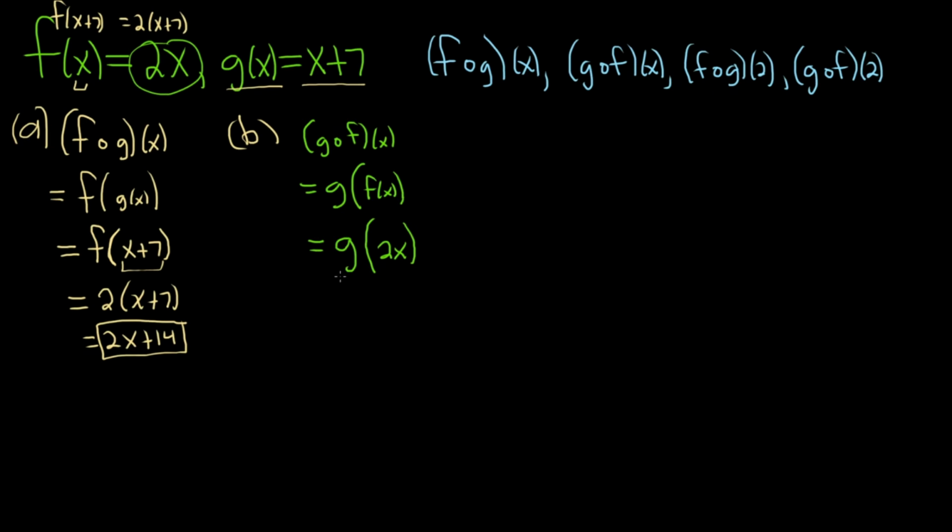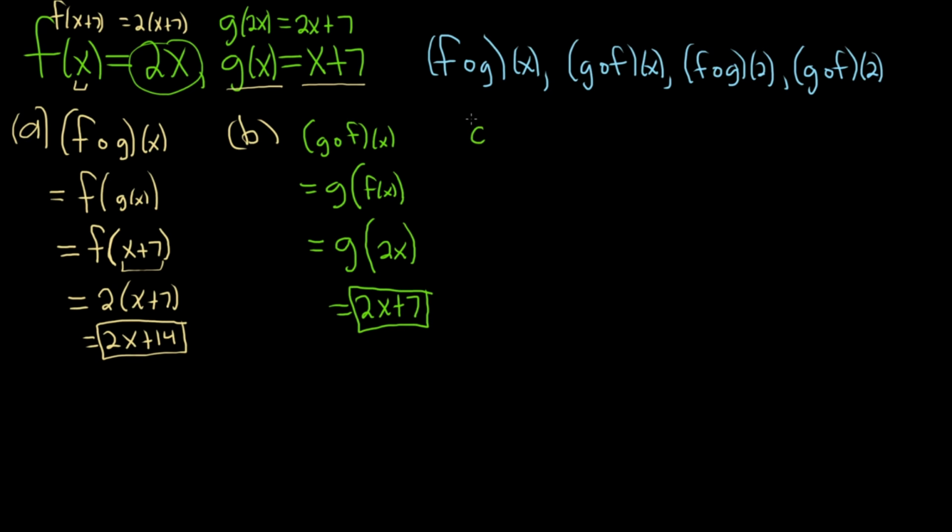And then now you look at g, because it's g of 2x. Well, g of x is x plus 7. So if you were just to replace x with 2x, you would just get 2x plus 7. So this is just 2x plus 7. And that would be the answer for g of f of x.